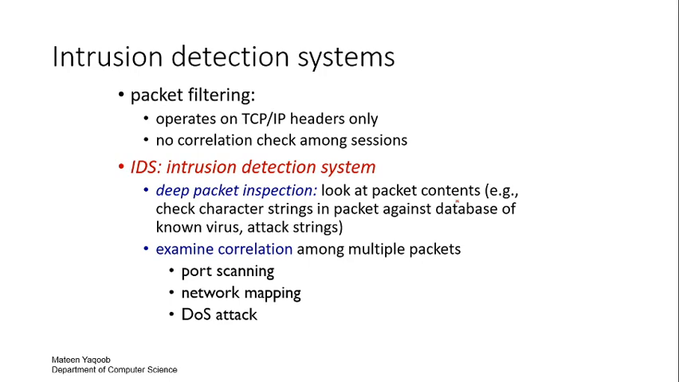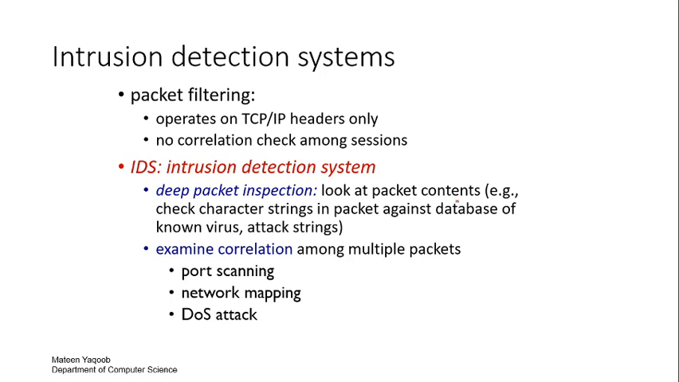For example, it will check the characteristics in the packet against a database of known viruses, or you can say attack strings, as well. Or you can say the file extension, if the attacker has attached something like a batch file or an exe file. So the intrusion detection system will look at the packet content as well: what type of packet is carrying the message, and whether the packet contains a script, or whether some scripting is being done by the hacker to hack the network.